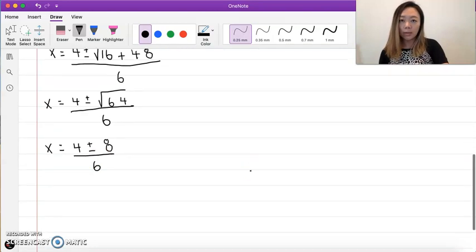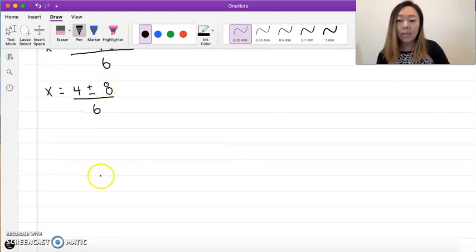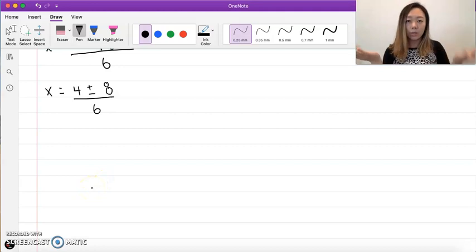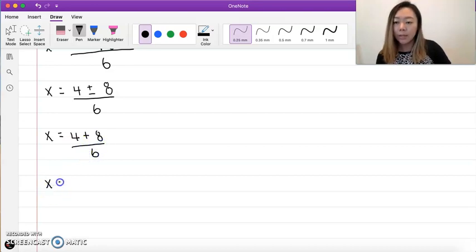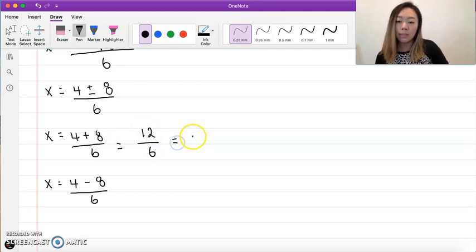We're almost done. As you guys know, plus or minus means that you could either add or subtract. So we're going to go ahead and separate our answers, okay? The first answer is 4 plus 8 over 6. And then the second answer is 4 minus 8 over 6. Now let's go ahead and work that out. The first one is 4 plus 8, which is 12 on the numerator, 6 in the denominator. 12 over 6 is 2. So our very first answer is 2.